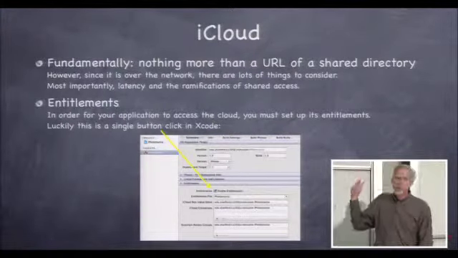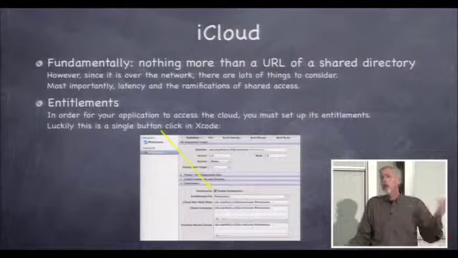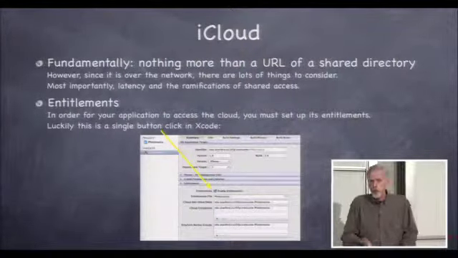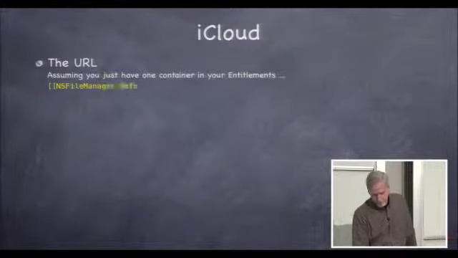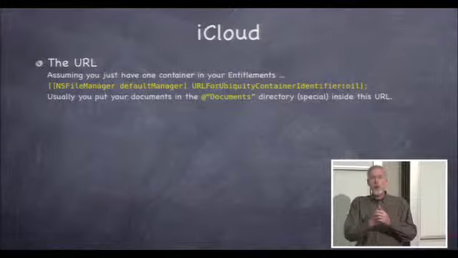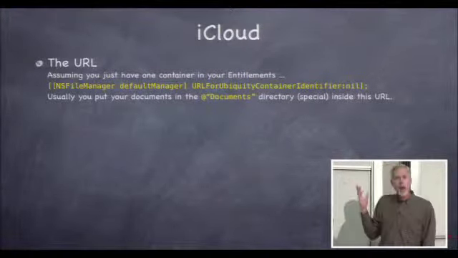But by just clicking this simple switch, you've created a simple connection. As long as your provisioning profile is enabled for cloud, this app now can write into the cloud URL, okay? So what is this URL? How do you get this magic URL? And the answer is you get it from the file manager, right?